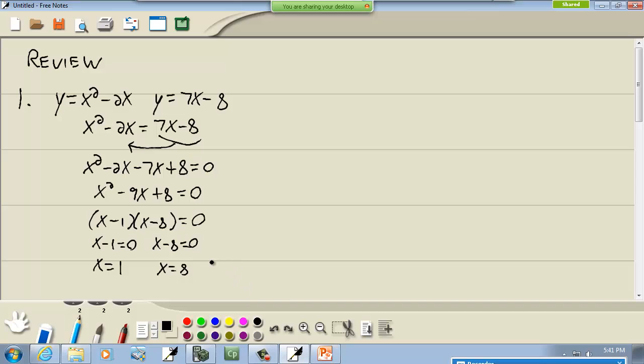Now, if we were in algebra, we would find out the y value that corresponds to this. But we're going to find that this is actually what we're looking for in calculus.